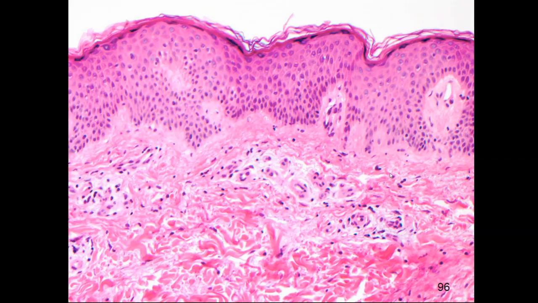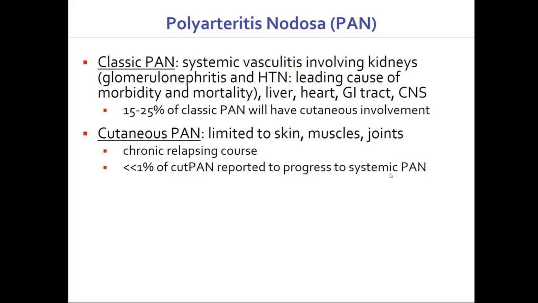So this is polyarteritis nodosa. Cutaneous PAN is of course limited to the skin, may follow a chronic relapsing course, and importantly, only less than 1% of cutaneous PAN has been reported to progress to a systemic disorder. However, classic polyarteritis nodosa is a true systemic disease.